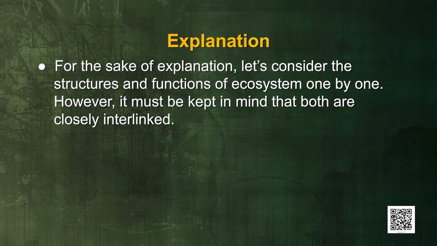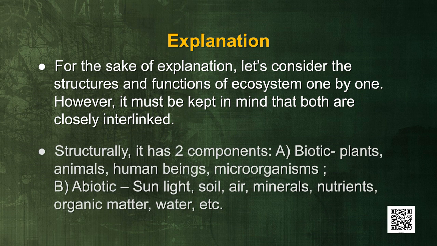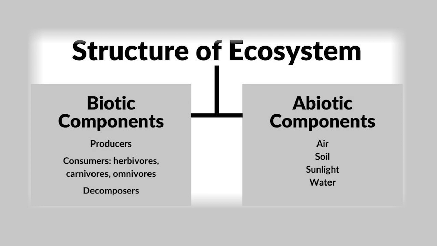So, let us understand the concept of ecosystem in a more detailed way. For the sake of explanation, let us consider the structures and functions of ecosystem one by one. However, it must be kept in mind that both are closely interlinked. Structurally, it has two components. The first is biotic. Under biotic, we have examples like plants, animals, human beings, microorganisms. The second component is abiotic. The examples are sunlight, soil, air, minerals, nutrients, organic matter, water, etc.